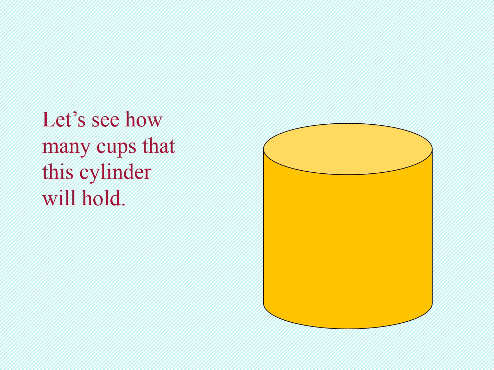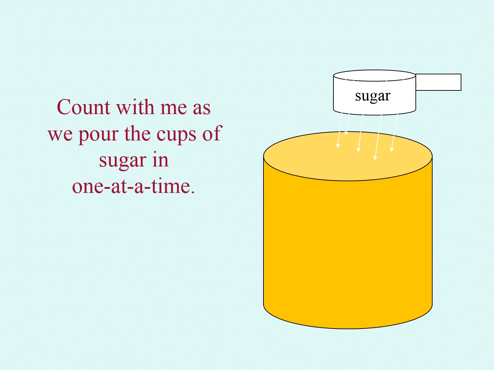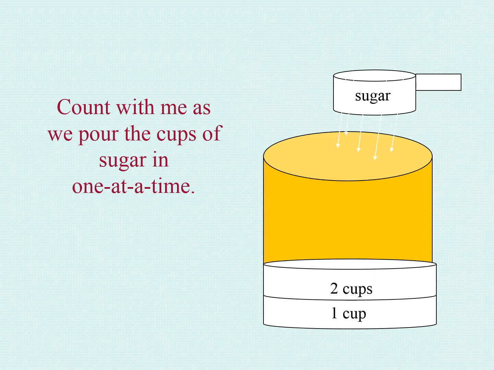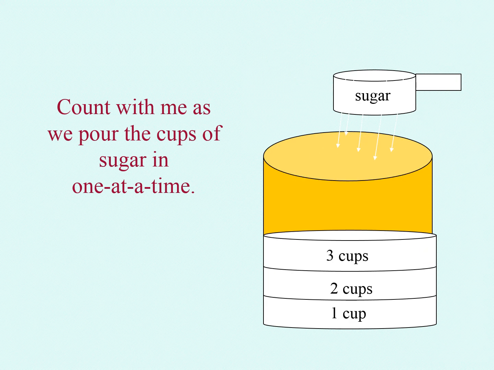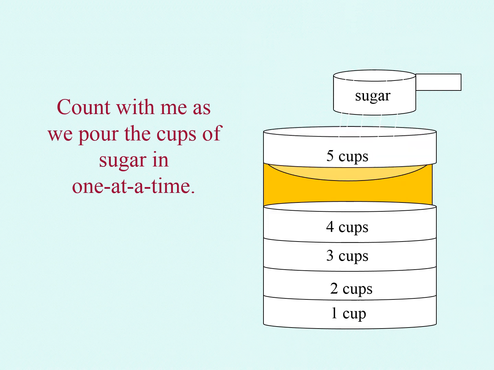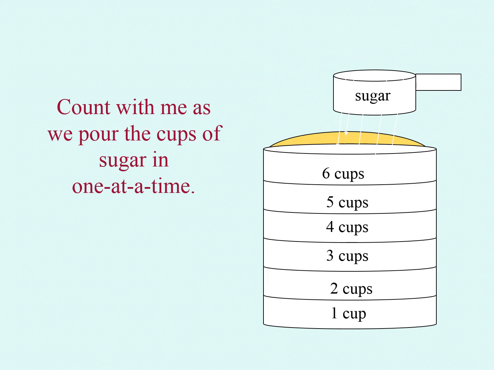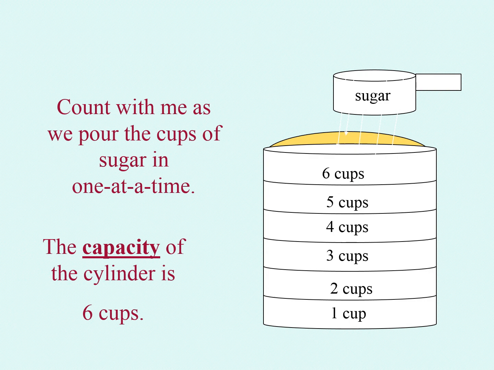So, let's see how many cups this cylinder will hold. Altogether, let's count the cups of sugar one at a time. So, let's have the first cup. Then, we have 2 cups, 3 cups, 4 cups, and 5 cups. Then, the last one is 6 cups. So, the capacity of the cylinder is 6 cups. So, yun yung sinasabi nating capacity.